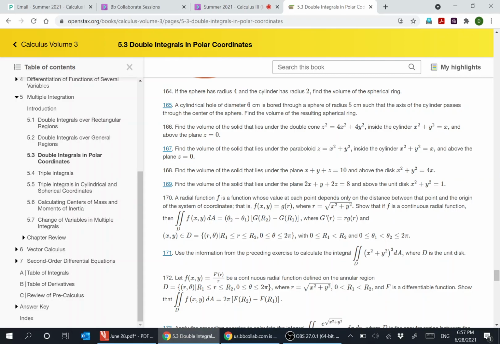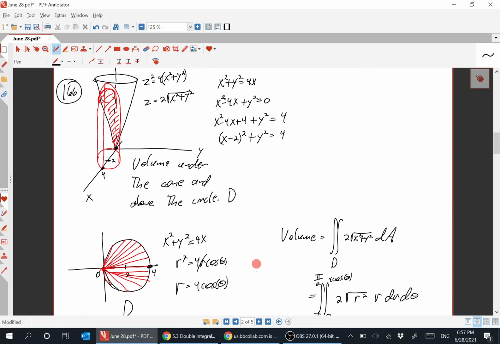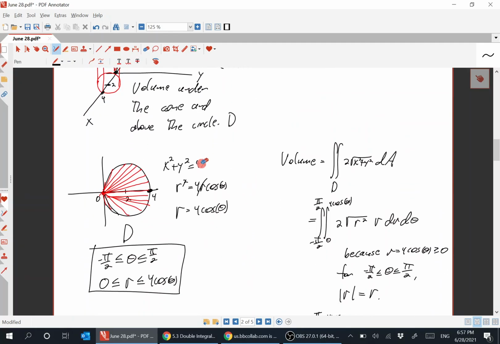Oh, this is wrong. Yeah, look at this here. Find the volume of the solid that lies under the double cone and inside the cylinder x squared plus y squared equals x. I'm looking down here, it says x squared plus y squared equals 4x. It's supposed to be this one, x squared plus y squared equals x. I thought there was something wrong here. Anyway, we can just fix this. There's no 4 here. So it's just r equals cosine theta.